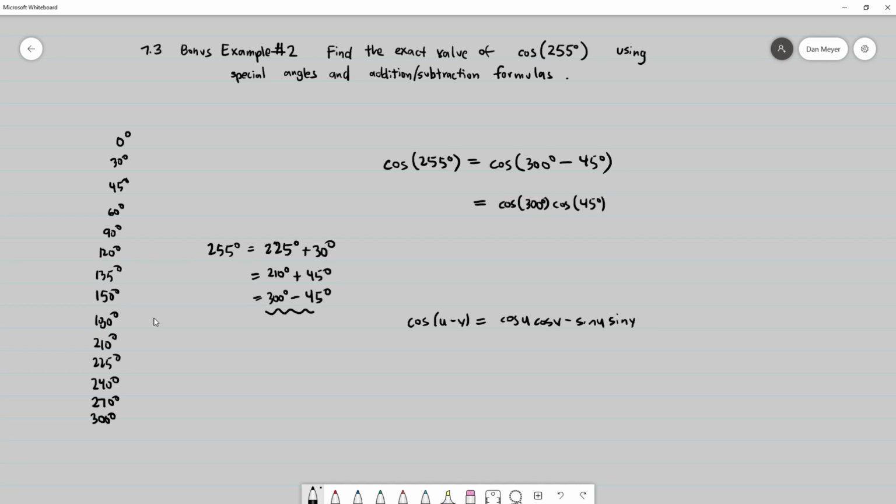Oh wait, sorry, this is plus. My bad. The subtraction formula for cosine gets a plus. Plus sine of 300 degrees, sine of 45 degrees. Oops, those are supposed to be sines. I got distracted by my plus. Man, I'm making all kinds of silly mistakes here. Sine and sine.